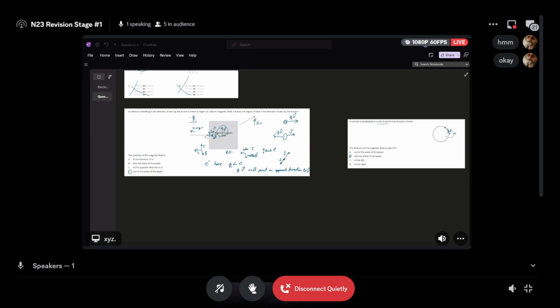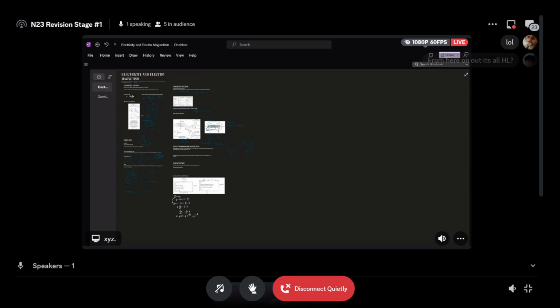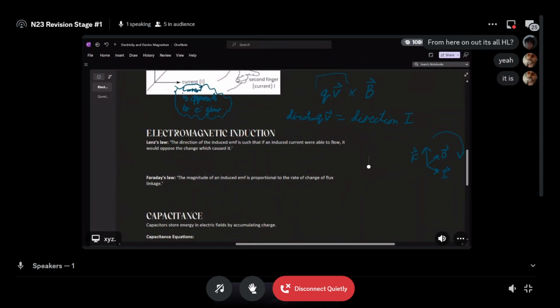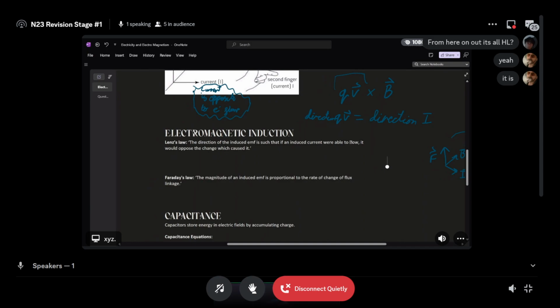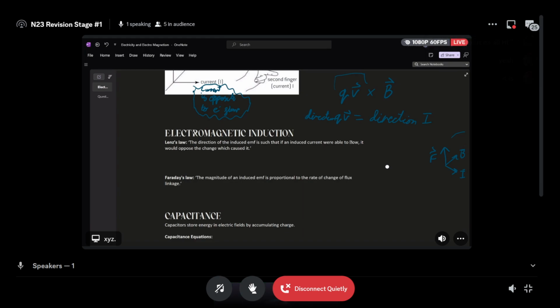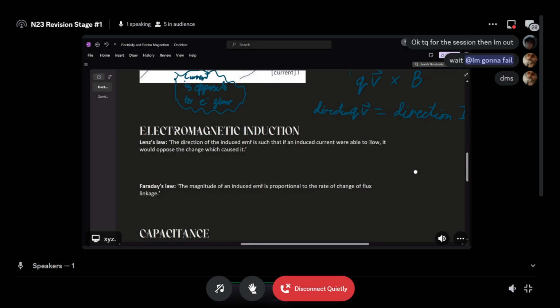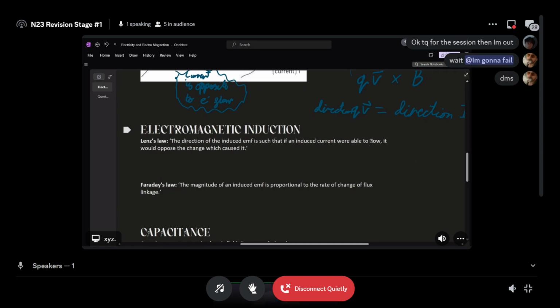Okay. Now we're going to do electromagnetic induction. Very cool. So I don't have a lot here, but electromagnetic induction is essentially the use of two laws. These are laws that you need to know for IB examination. They like asking these questions. Oh, look at this. That's meant to be flow.